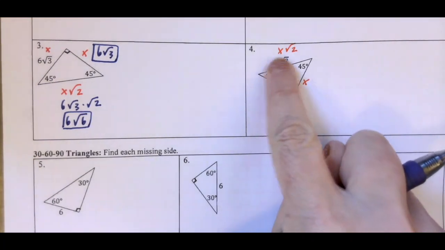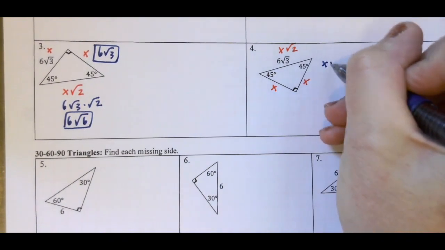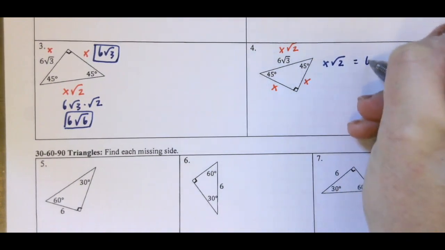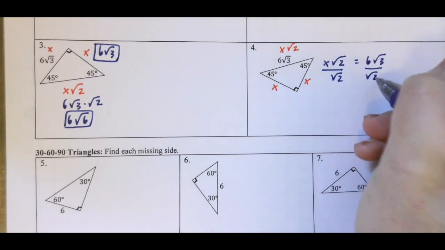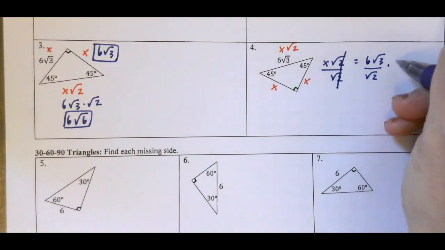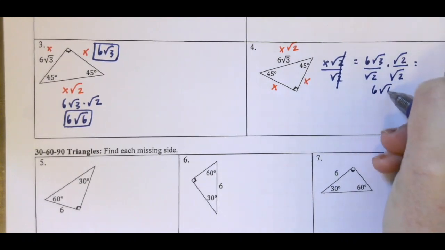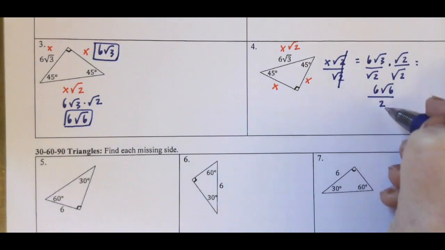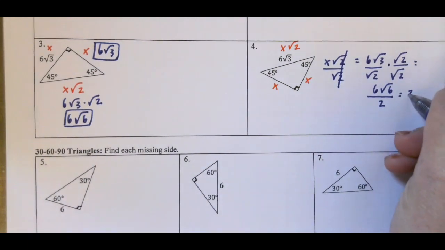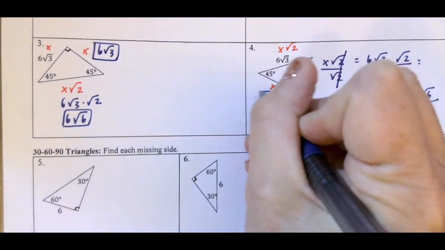Okay, over here, x root 2 is equal to 6 root 3. So again, if I do that same strategy, let's say I build an equation, x root 2 equals 6 root 3. Divide out the root 2, and then rationalize, multiply by root 2 over root 2. Now we have 6 root 6 on top divided by 2, right? Root 2 times root 2 is just 2. So now I can take this 6 and divide by this 2, and I end up with 3 root 6. So my legs are both 3 root 6.